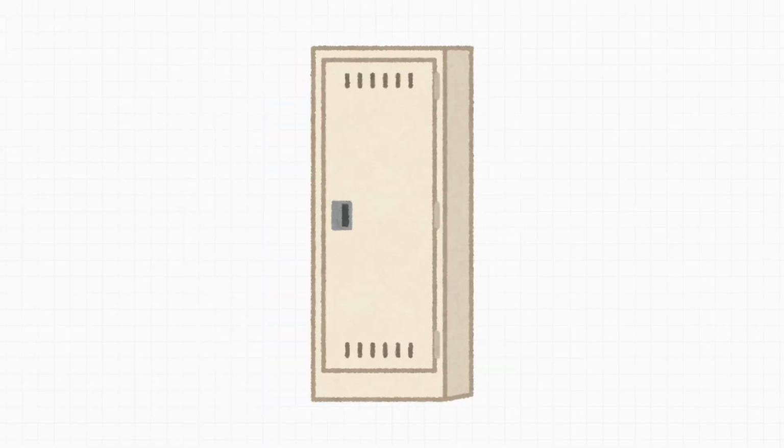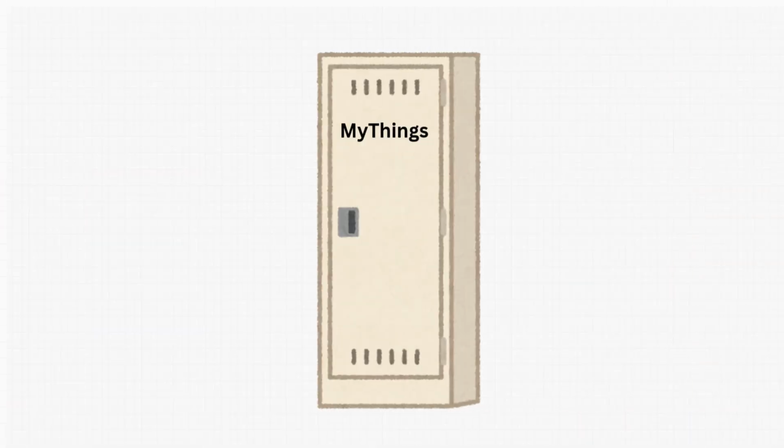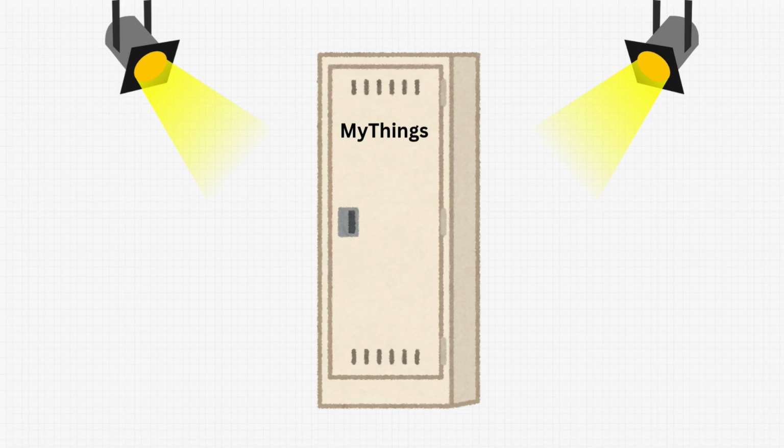Initializing a variable. Initializing means you're actually putting something in the locker. You might say, my things equals books, pens, homeworks. Now your locker has a clear label, and it's holding something useful.